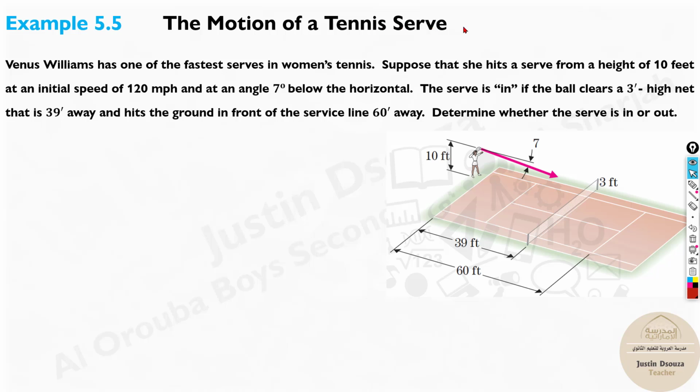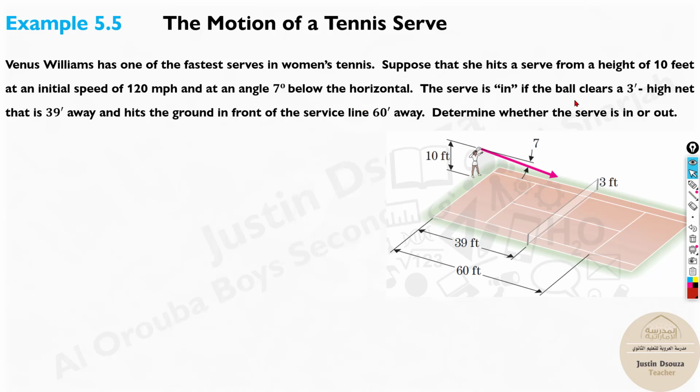And now the next part over here is from example 5.5. Venus Williams, one of the greatest women tennis players, has one of the fastest serves in women's tennis. Suppose that she hits a serve from a height of 10 feet at an initial speed of 120 miles per hour, this is mph, and an angle of 7 degrees below the horizontal. So it's going downwards, negative 7 degrees.